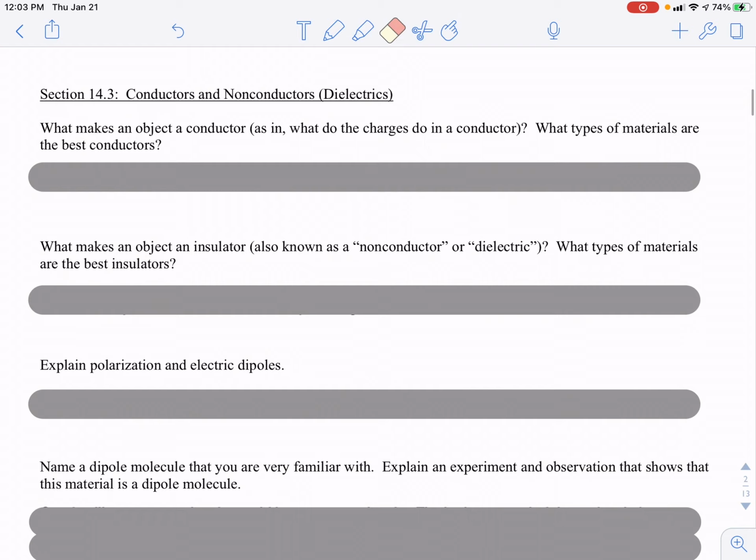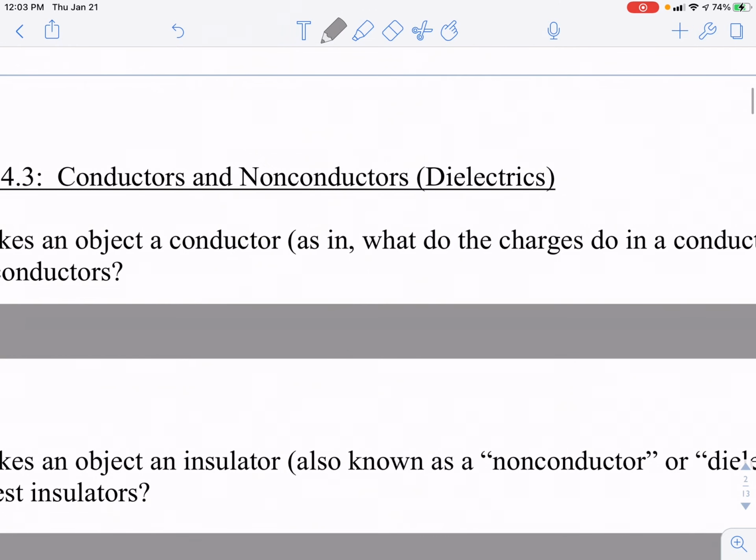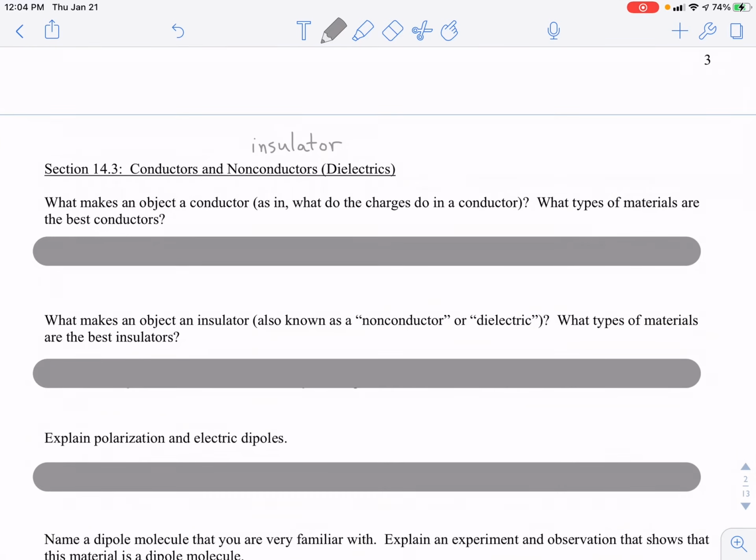Section 14.3, conductors and non-conductors, dielectrics. Another name we can give for a non-conductor would be an insulator. An insulator is essentially a non-conductor.